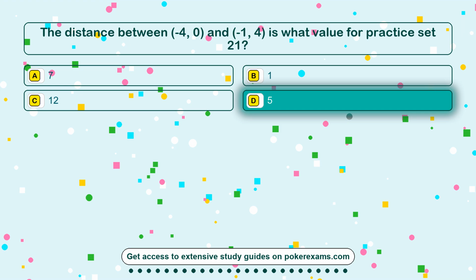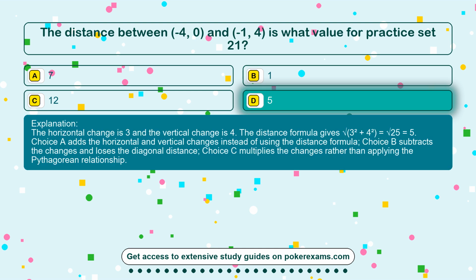The correct answer is option D, 5. The horizontal change is 3 and the vertical change is 4. The distance formula gives the square root of 3 squared plus 4 squared, which is the square root of 25, equals 5.